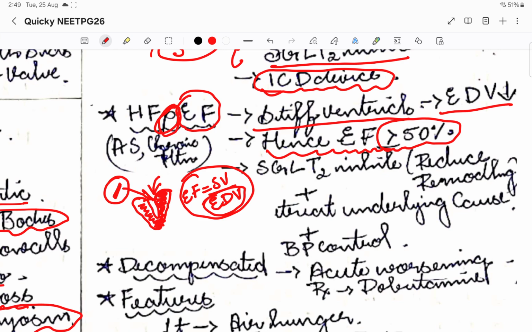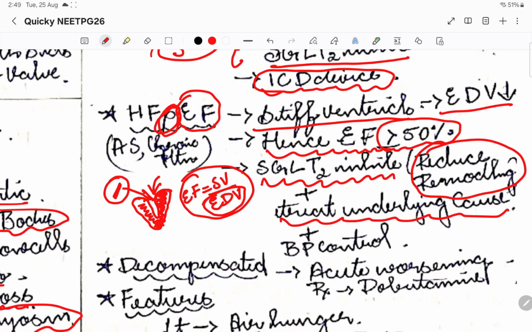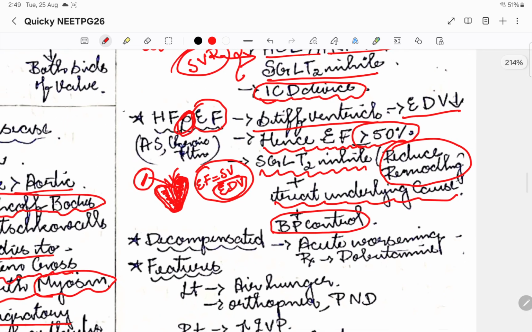Okay, so I told you in cardiomyopathy also that SGLT2 inhibitors have been helpful in reducing the cardiac remodeling. This is the research that has been going on. But we'll have to treat the underlying cause to reduce the long-term risk of cardiomyopathy. If that is not resolved, then how will you resolve the cardiomyopathy, right? That is why BP control is also very, very important to reduce the pressure on the ventricles. So this is how you treat preserved ejection fraction.